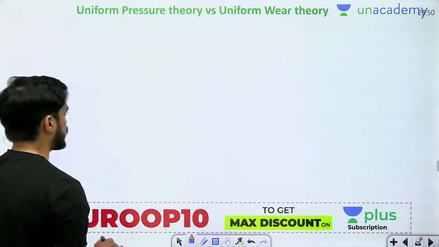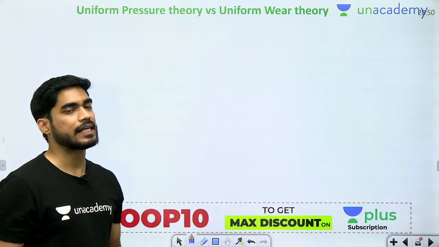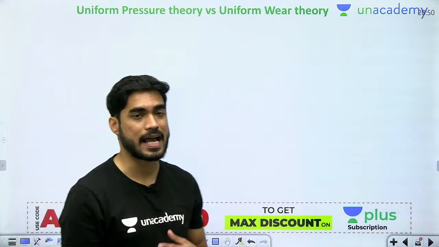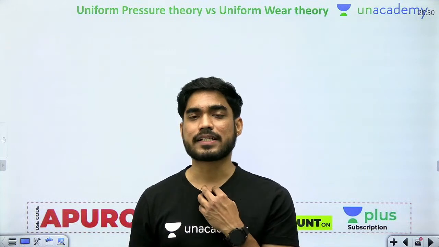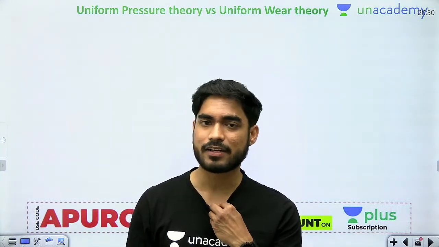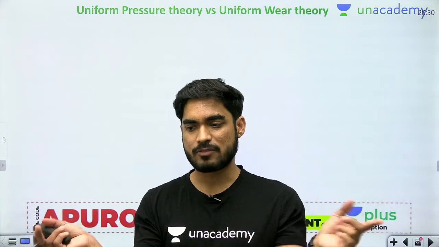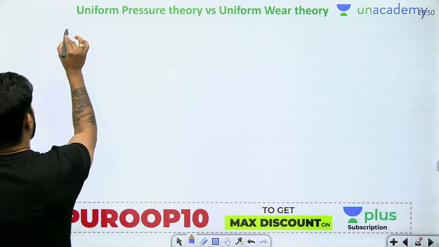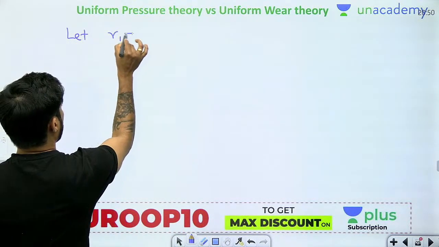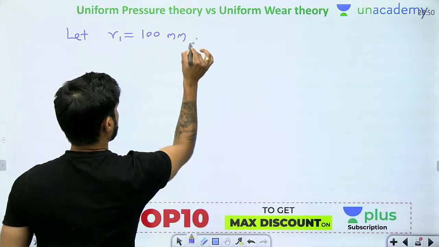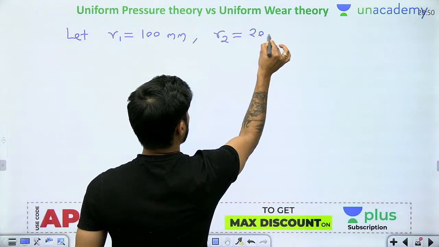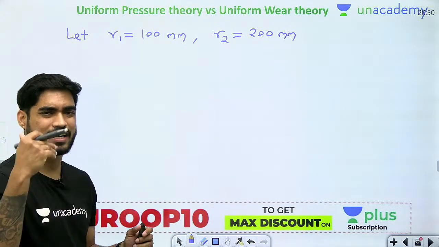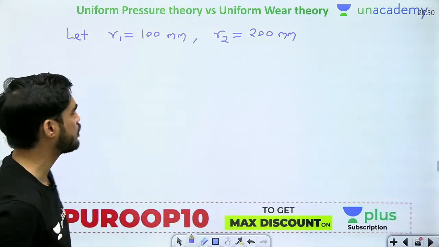So beta, the mean radius of friction cannot be directly compared, because if you look at the equation, the mean radius of friction for uniform pressure theory is 2 by 3 (R2 cube minus R1 cube) upon (R2 square minus R1 square), and for wear theory it is (R1 plus R2) by 2. So just by looking at this, can you compare? No, you can't. So what I will do is let R1 equal 100 mm and R2 equal 200 mm. Just assume some quantity, any quantity: 50, 100, 100, 200, 200, 400, assume any quantity.